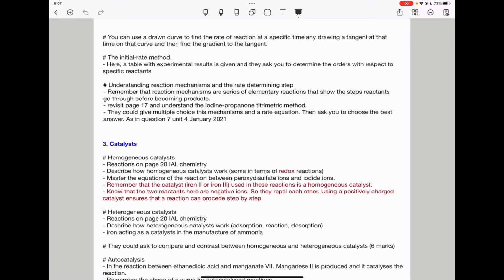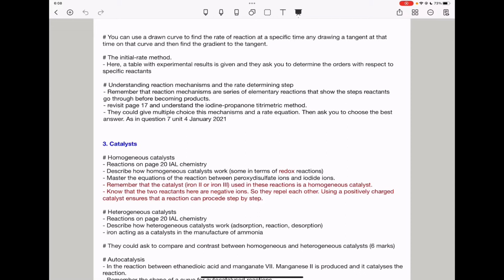Another common question is the initial rate method. Here they can give you a table of results, and they can ask you to use the data to find the orders with respect to a specific reactant and ultimately write the rate equation. To do this, you have to keep the concentration of a specific reactant constant as the concentrations of the other reactants are varied, and then see how that affects the rate of a reaction so that you can know if it's 0 order, first order, or second order with respect to that reactant. This question is very, very common. You have to go through the past papers.